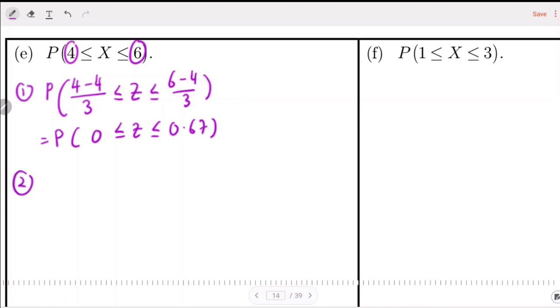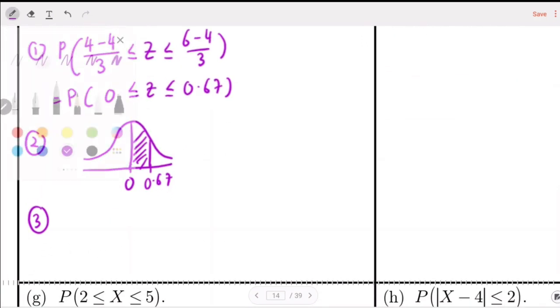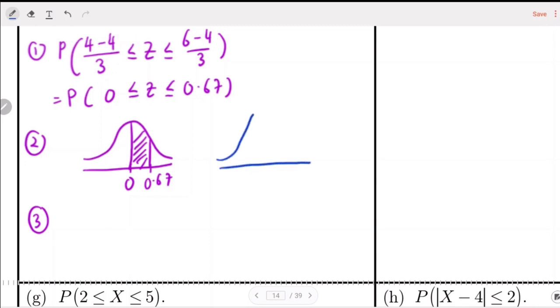Second step, bell shape. 0 in the middle, 0.67 on the right side. So from 0 to 0.67 in between. Right? Third step, we need to identify whether we need to put 1 minus or not. So since we didn't fully shade the middle part of the bell shape, if we shaded the middle part, we need to put 1 minus in the third step.